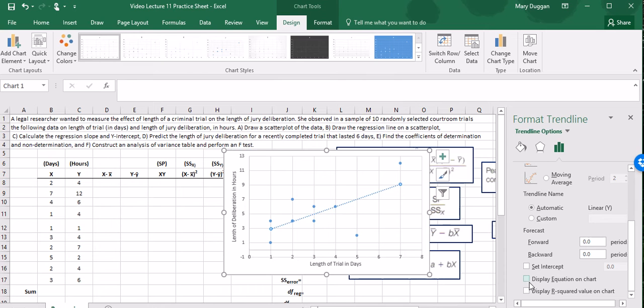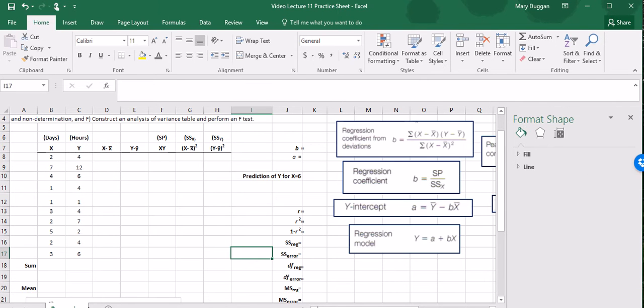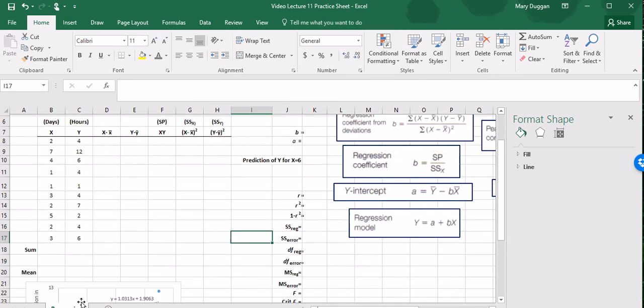I'm also going to click on two things: display equation on the chart and display r-squared value on the chart. These things are going to be very helpful to us as we do our own calculations. We can check them against these numbers, so that's kind of exciting. Okay, I've put our chart away for just the moment. It's there when we need it.